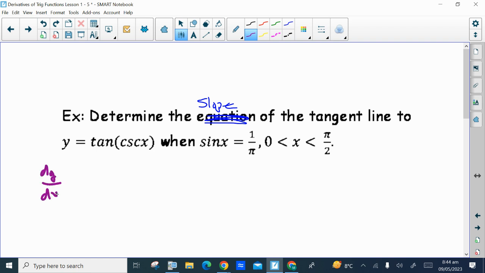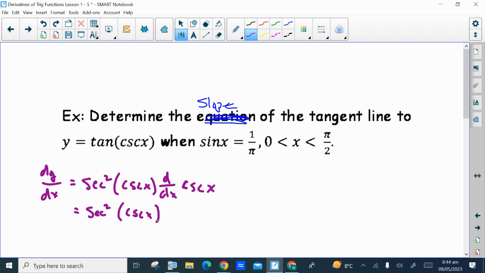So first step, the derivative. The derivative of tangent is sec squared. And remember, you're always keeping the same argument. So it'll be sec squared cosecant x times the derivative of what's inside the bracket. We always use the chain rule. And the derivative of cosecant x we saw is negative cosecant cotan. So that'll be the sec squared of cosecant x times negative cosec x cotan x.